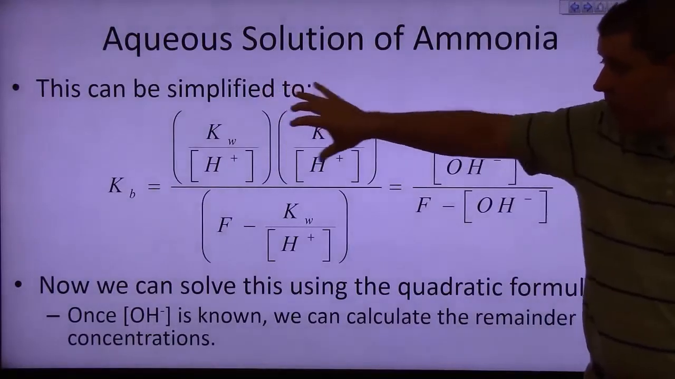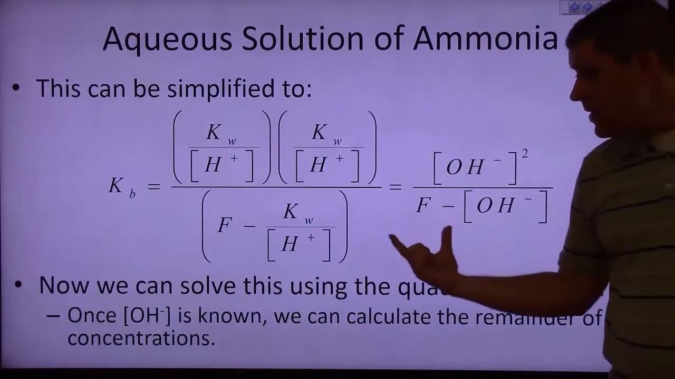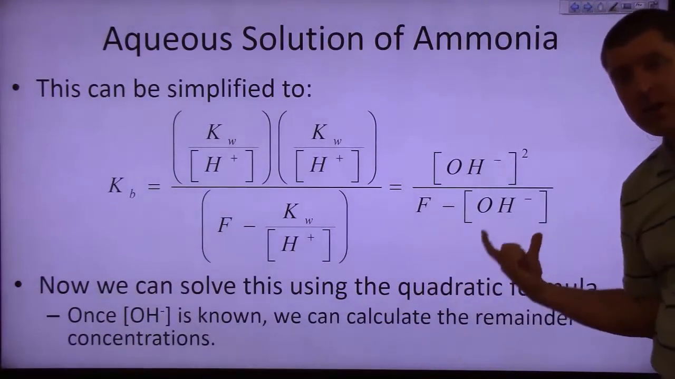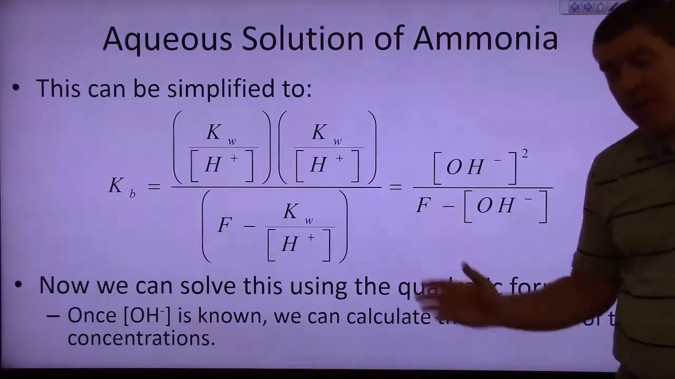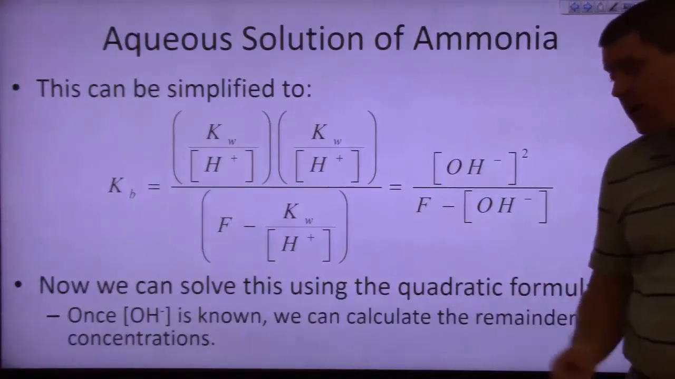So on the top here, we have our hydroxide ion concentration squared, and then in the denominator, we have our formal concentration minus the hydroxide ion concentration. So now we can solve this using the quadratic formula, and then once the hydroxide ion concentration is known, we can calculate the remainder of our concentration.